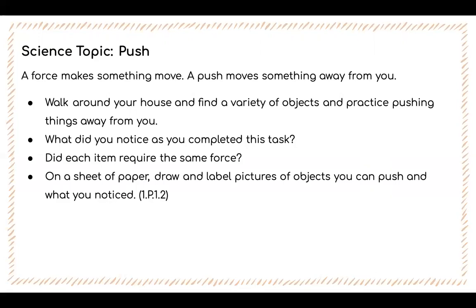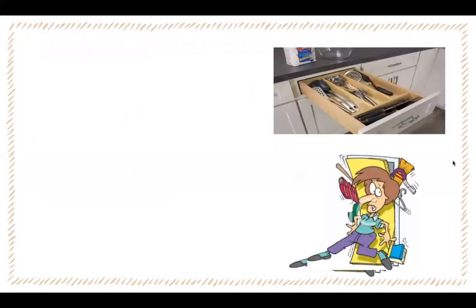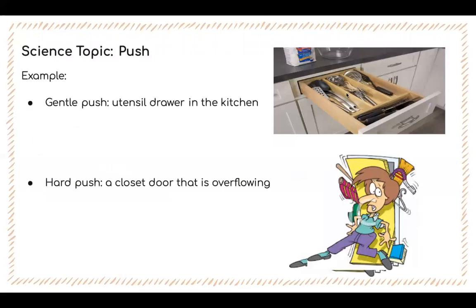Try to aim for at least 3 objects that you found that you could push and what you noticed about them. So for example, an example of something that I can push is a utensil drawer in your kitchen. Everyone should have one of these that has either things that you cook on the stove with or maybe silverware. But when I push it, I don't really have to push that hard. I can gently push it and it goes right back in.